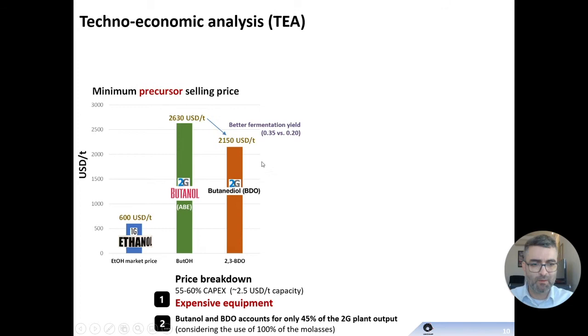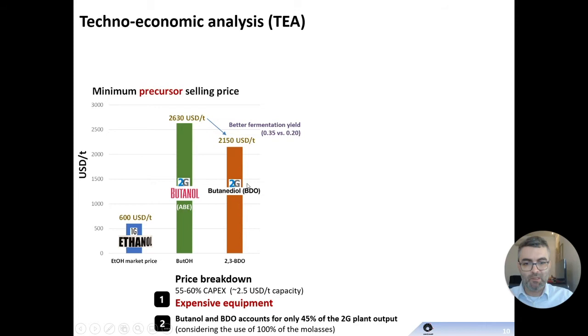The reason is that, one, second generation technologies are still expensive. And here the investment cost would account for approximately 60% of the minimum selling price of these chemicals. And particularly in the case of using the hemicellulose hydrolysate to produce these chemicals, they would account for only 45% of the second G plant output. We are assuming that the second G ethanol would be sold at market price. So in order to guarantee a 10% IRR for the investment, these chemicals would have to be sold at these prices. The advantage of BDO is related to the fermentation yield.